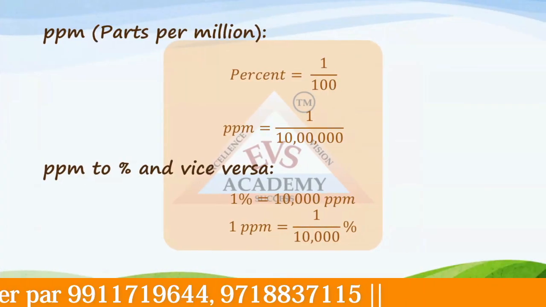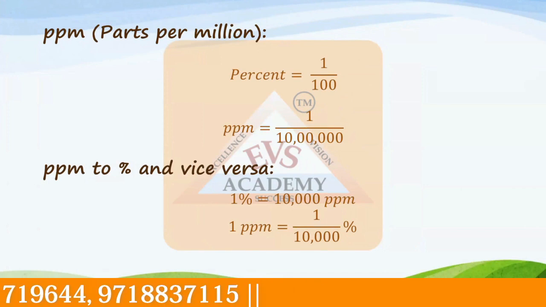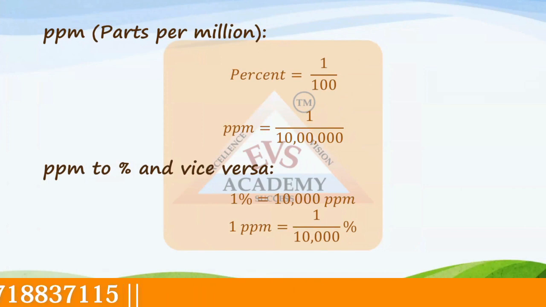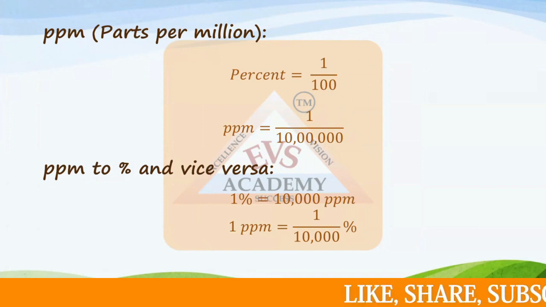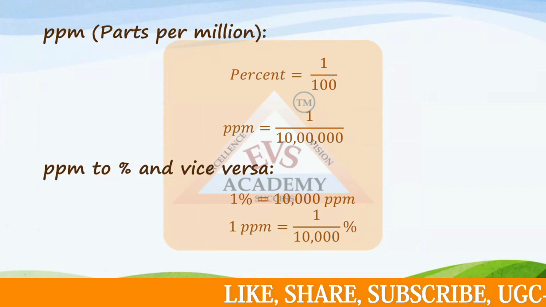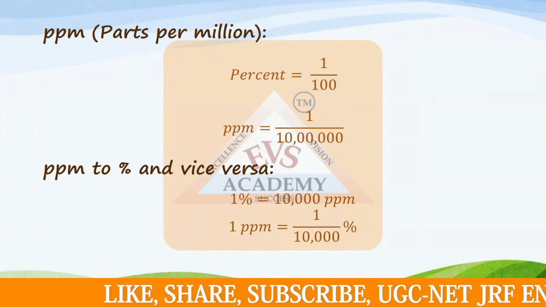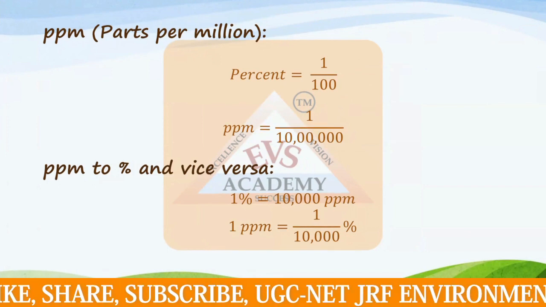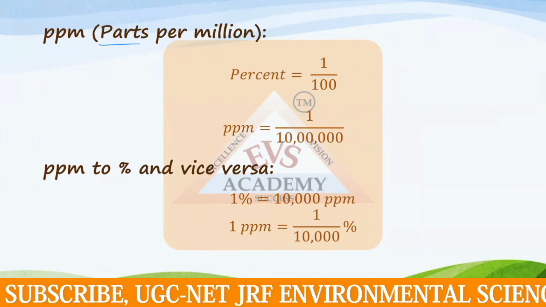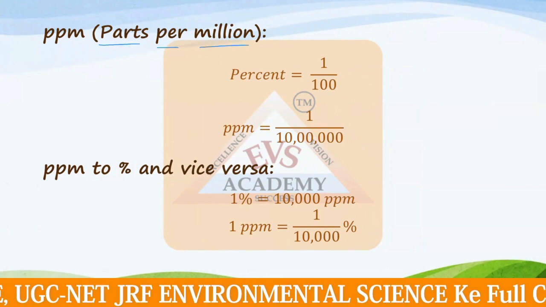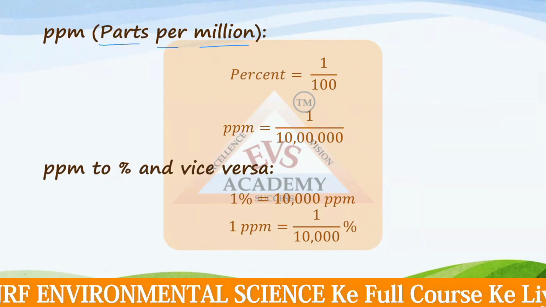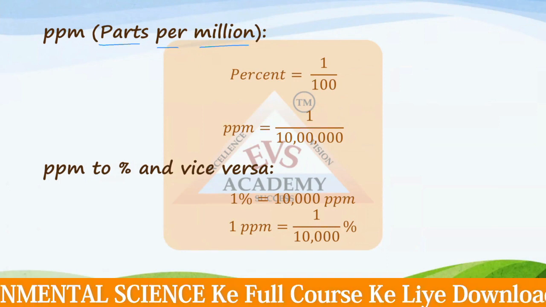Now another concept that we have to cover in this particular chapter is ppm, parts per million, and how you can convert ppm to percentage or any other unit. In the name itself, you can see what ppm is. ppm is nothing but parts per million. So how many parts you have in 1 million, that would be your ppm.